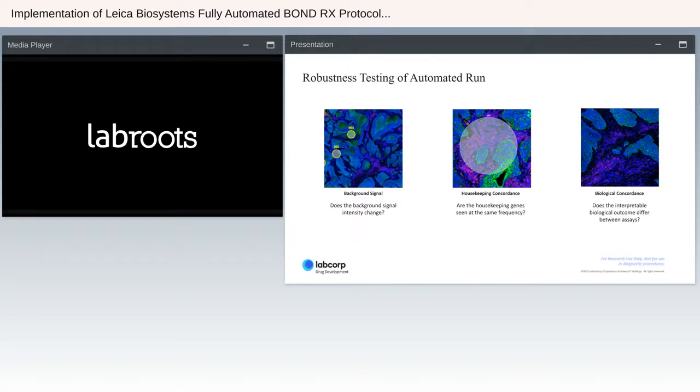experimentation where we were looking at background signal: does the background signal intensity change between the automated and the semi-automated run? Is the housekeeping concordance similar? So are we seeing the same housekeeping genes at the same frequency? And then finally, is the biological concordance upheld? So does the interpretable biological outcome differ between the assays?